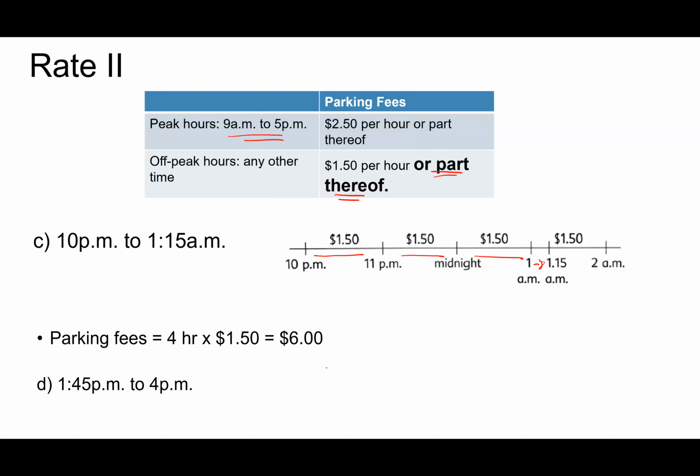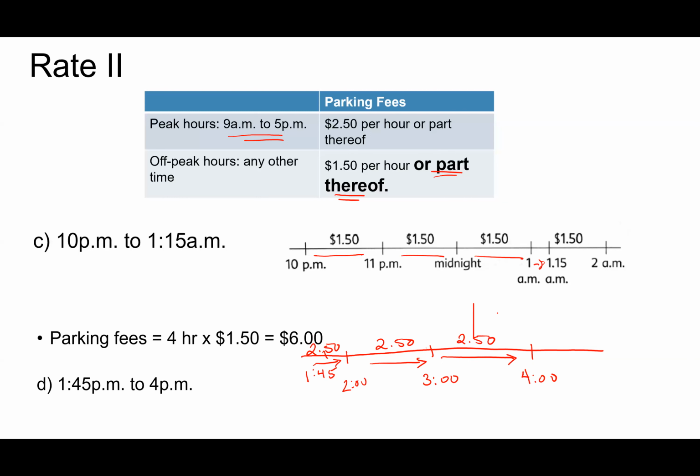All right, let's construct a chart here, guys. Okay, so we're starting at 1:45. All right, so let's go like this. So from 1:45 to 2, and then from 2 to 3, and then from 3 to 4. All right, so from 1:45 to 2, he's going to be charged $2.50. And then again from 2 to 3, and again from 3 to 4.